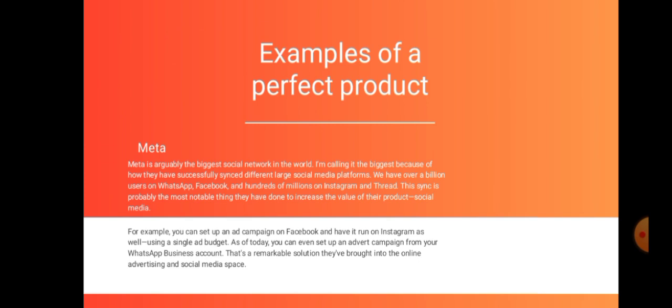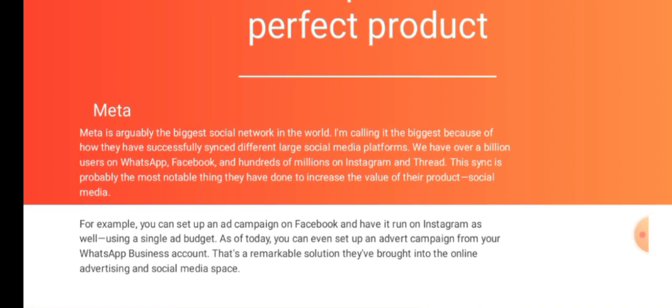So the next example that I'll be talking about here is Meta. And when I mean Meta, I mean Facebook. I'm talking about Facebook, Instagram, WhatsApp. I'm talking about the sync that has been created with these social media platforms. For example, you can set up an ad campaign on Facebook and have it run on Instagram as well, using a single budget. As of today, you can set an advert campaign from your WhatsApp business account, and then that ad will run on Facebook and run on Instagram.